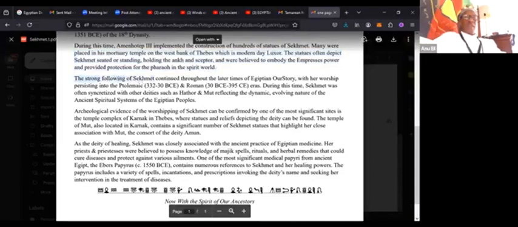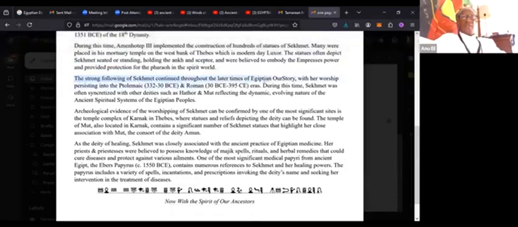The strong following of Sekhmet continued throughout the later times of Egyptian history, with her worship persisting into the Ptolemaic period, 332 to 30 before the Christian era, and the Roman period, 30 before the Christian era to 395 after the Christian era. During this time, Sekhmet was often syncretized with other deities such as Hathor and Mut, reflecting the dynamic, evolving nature of ancient spiritual systems of the Egyptian peoples.